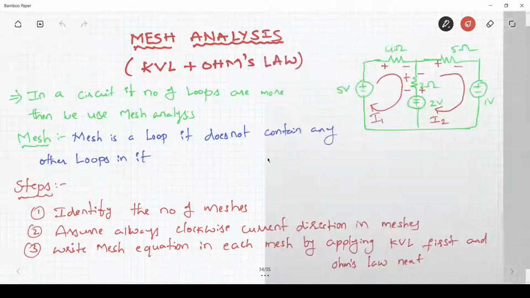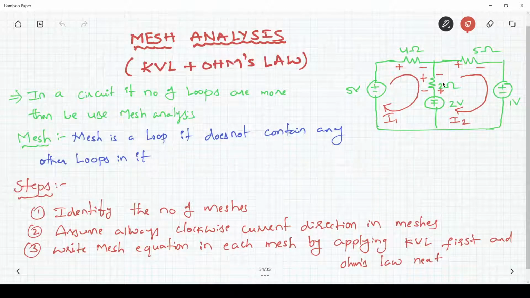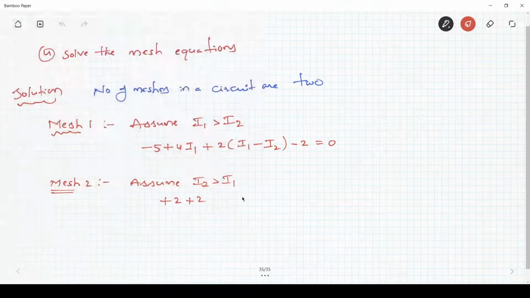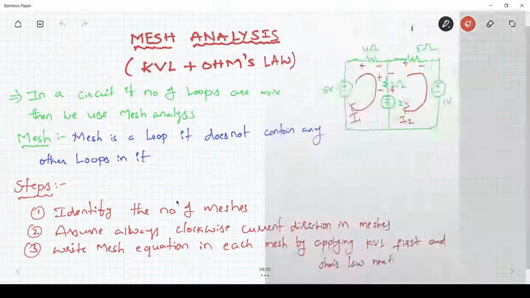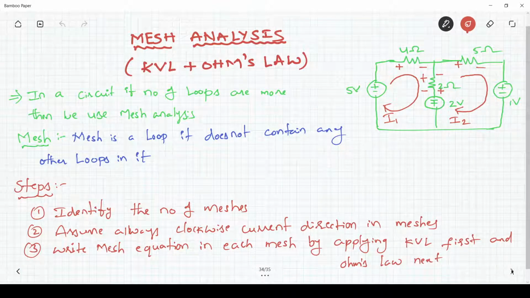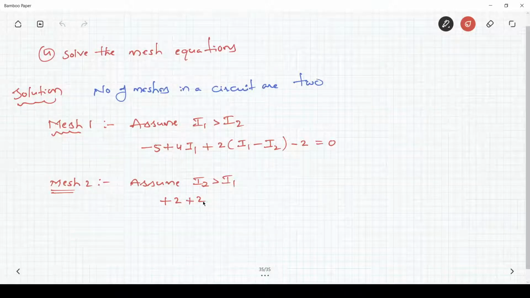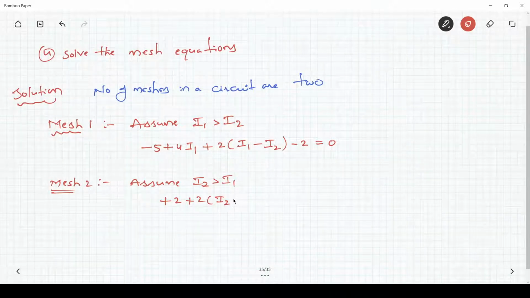Plus 2 into I2. However, this 2 ohm resistor is a common element between mesh 1 and mesh 2. So I1 is also flowing in the downward direction, while in this mesh 2, I2 is flowing in the upward direction. So the current flowing in the common element is I2 minus I1, because we assumed I2 greater than I1. Plus 2 into (I2 minus I1).